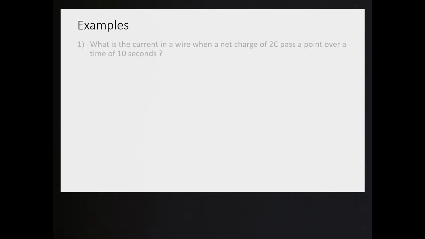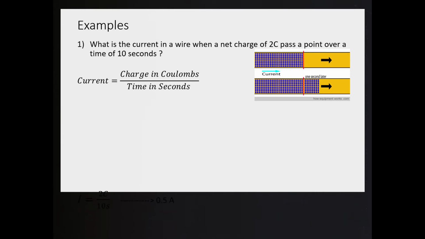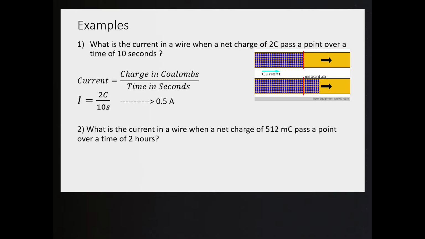So let's do an example. What is the current in a wire when a net charge of 2 coulombs passes a point over a time of 10 seconds? Using the good old definition and this fancy diagram, I = 2 coulombs / 10 seconds, which gives us 0.5 amperes.